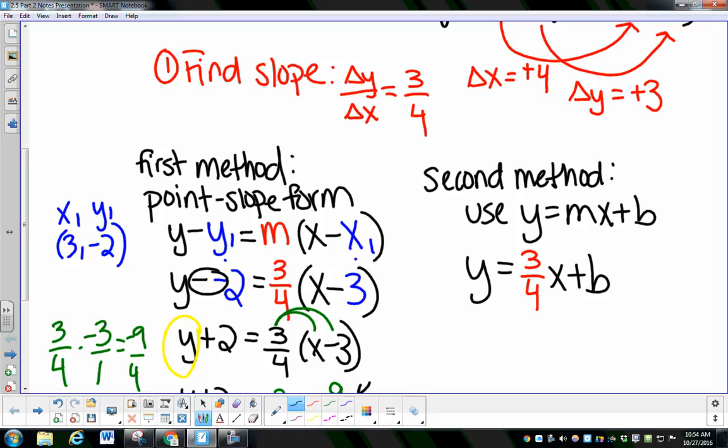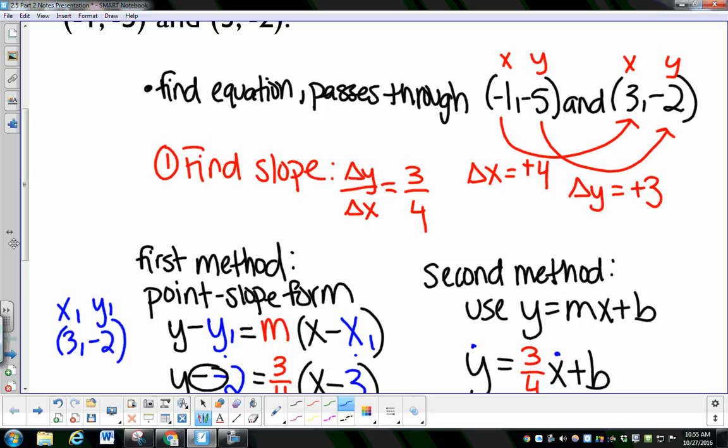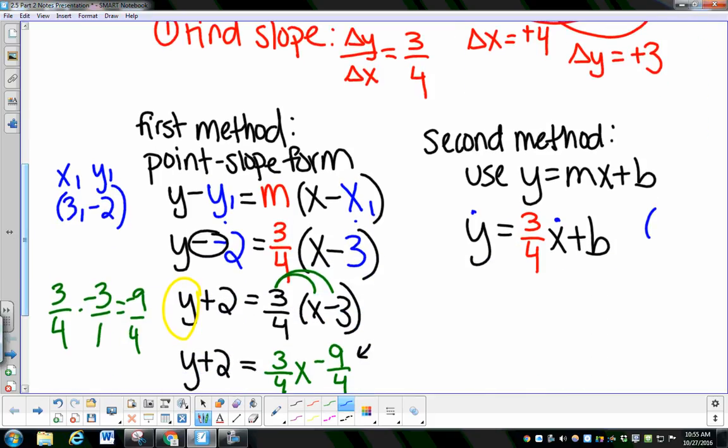In this one, what we're going to have to do is plug in a point for my x and y value to be able to find that b. So I'm going to plug in that same point that I used before, 3, negative 2. Remember, that's the point that they gave us in the question, 3, negative 2. So I'm going to use that for my x and my y value here.